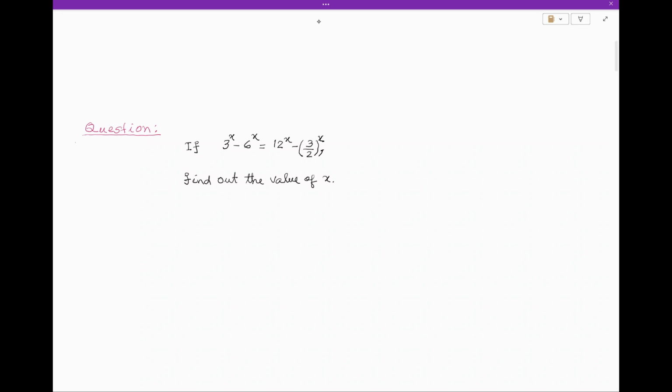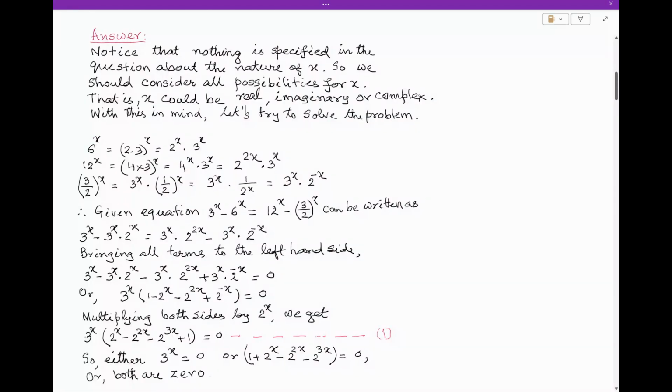If 3 to the power of x minus 6 to the power of x is equal to 12 to the power of x minus 3 by 2 to the power of x, find out the value of x. Notice that nothing is specified in the question about the nature of x, so we should consider all possibilities for x, that is, x could be real, imaginary, or complex. With this in mind, let us try to solve the problem.